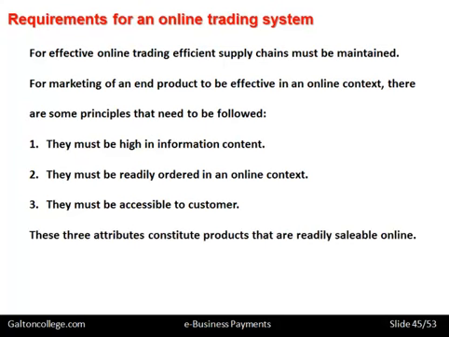The three attributes constitute products that are readily saleable online. Of course, the products that are sold online should be suitable for sale online, although nowadays the boundary is becoming blurred. It's possible to order groceries online. It's possible to purchase perishable products online and get them delivered and still enjoy the products before the expiry date runs out.